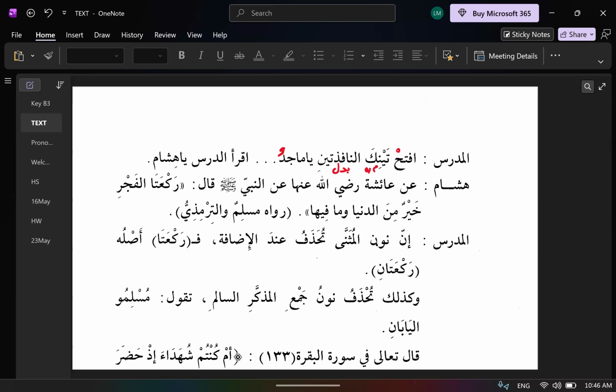Ikra dasa ya hishamu. O Hisham, read the lesson. Hisham says, "An Aishata radiyallahu anha, anna nabi sallallahu alayhi wasallam qala raka'ata." So this is dual. Raka'atani, noon got dropped. "Raka'atal fajri khairum min ad-dunya wa ma fiha. Rawahu Muslimun wa Tirmiziyu." Two rakas of fajr. This is two sunnah rakah.